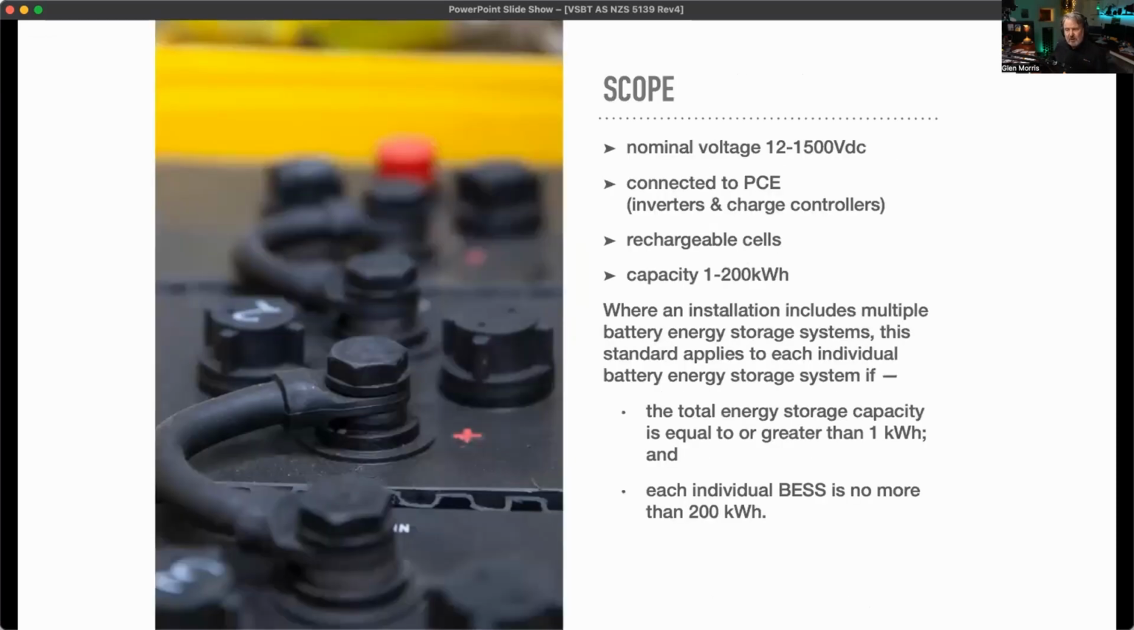The scope of any standard is really important to read because you might be worried that it says you can't put a battery in a habitable room, but the scope will tell you what the exemptions are and what it covers. So the scope of this battery standard is 12 volt to 1500 volt batteries, connected to anything that modifies voltage, current, or frequency, which is what they call power conditioning equipment. Only rechargeable cells, which makes sense. No one wants to have a throwaway battery system that you only use once, and capacities from 1 to 200 kilowatt hours. So beyond that, it's kind of an engineer solution.